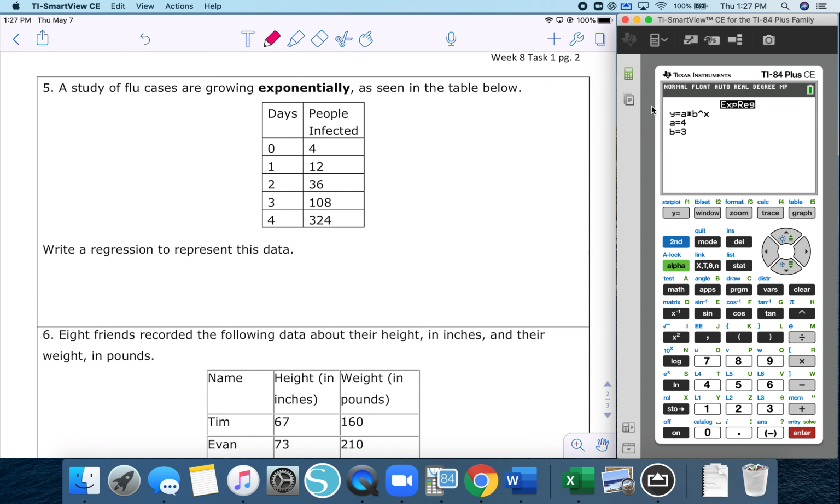This picture will be with the chart. It'll have your chart, and then the chart will have already been put into the calculator. So you really only need this picture. We have y equals a times b raised to the x. So that would be 4 times 3 raised to the x, and 3 will be in parentheses.